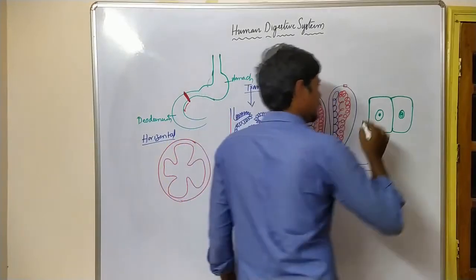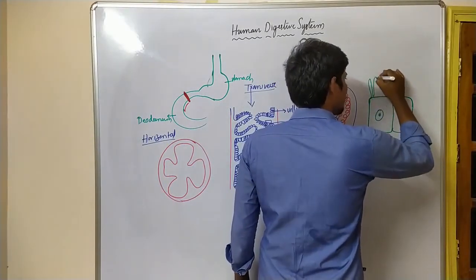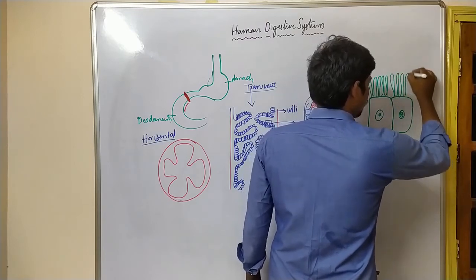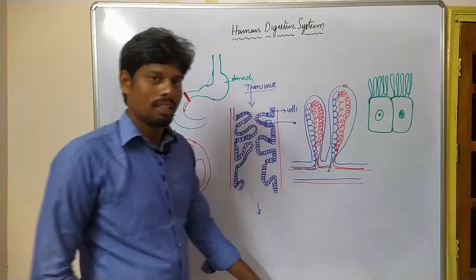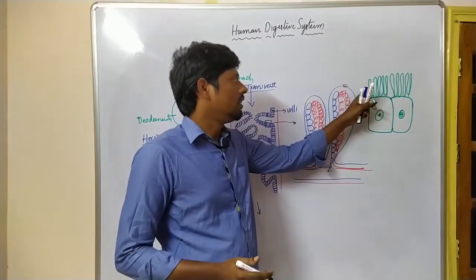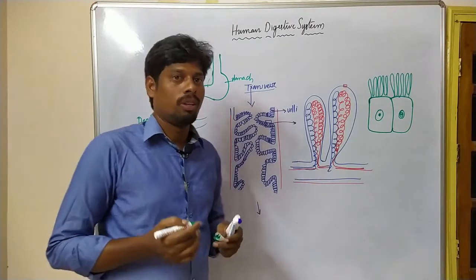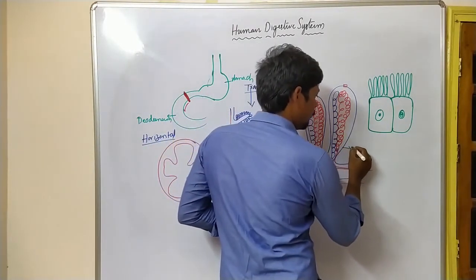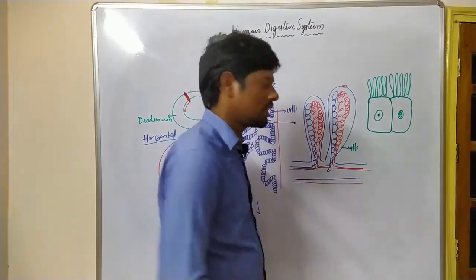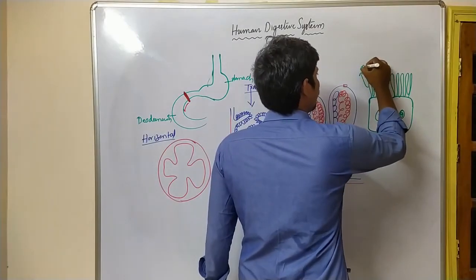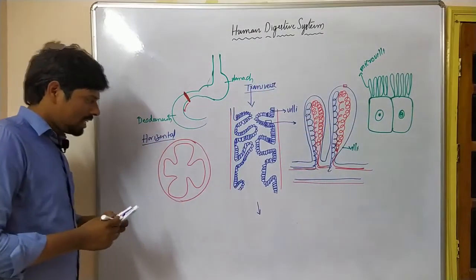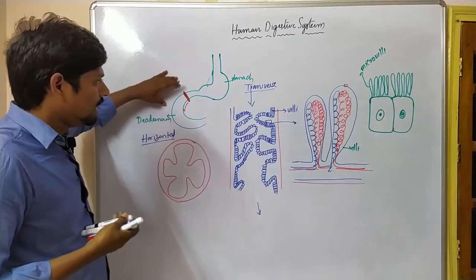These columnar cells contain again finger-like structures. These are microscopic in nature. We cannot see them with the naked eye. They are only observed under the microscope. So this is the villi, and these cells contain finger-like structures we call microvilli.